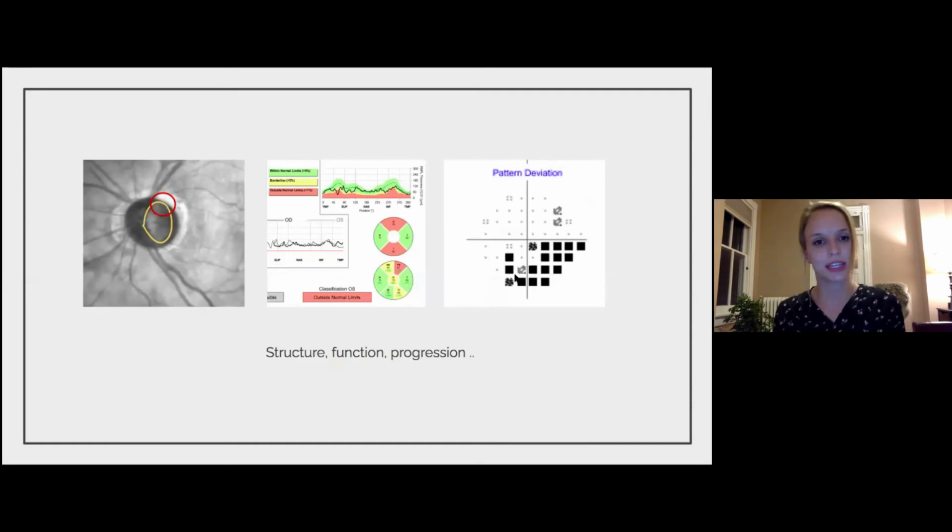So for this patient, my main area of clinical concern was superior temporal in the left eye. We had structural thinning on OCT and signs of progression when we compared to the scan 3 years ago, and this big field defect. So we have structure, function, progression. I decided to treat this patient.